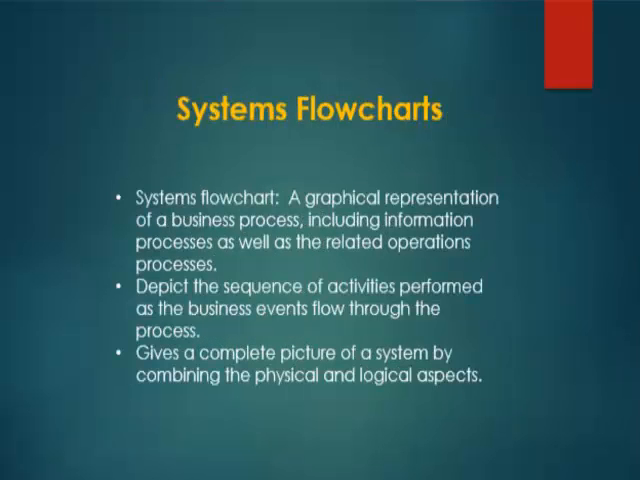A systems flowchart is a graphical representation of a business process, including information processes as well as the related operations processes. It depicts the sequence of activities performed as the business events flow through the process, and gives a complete picture of a system by combining the physical and logical aspects.